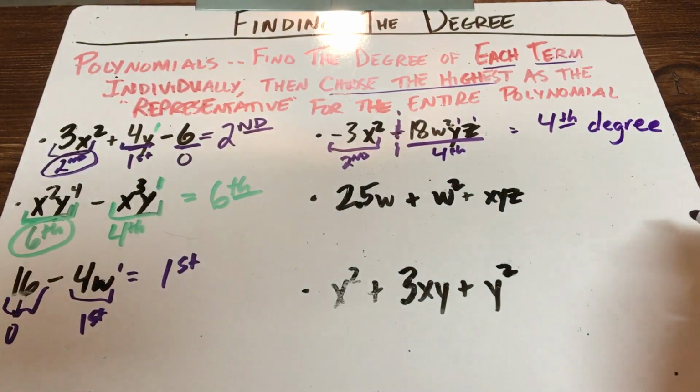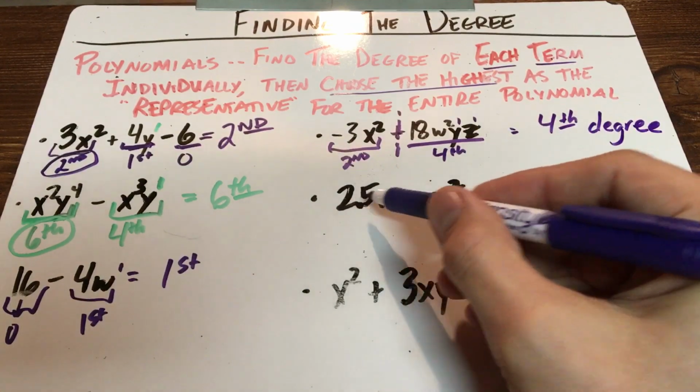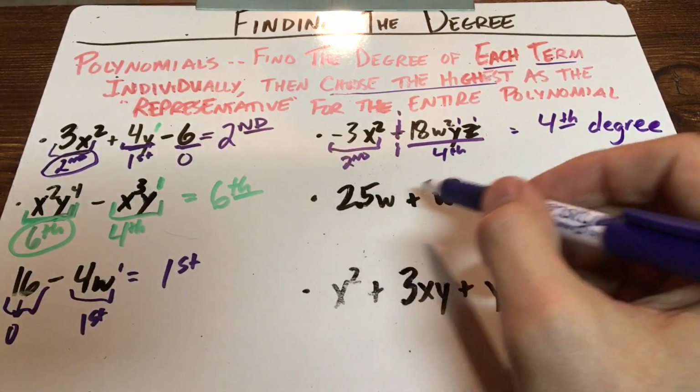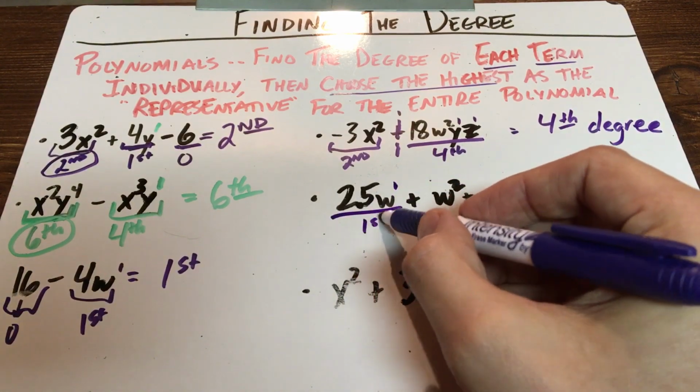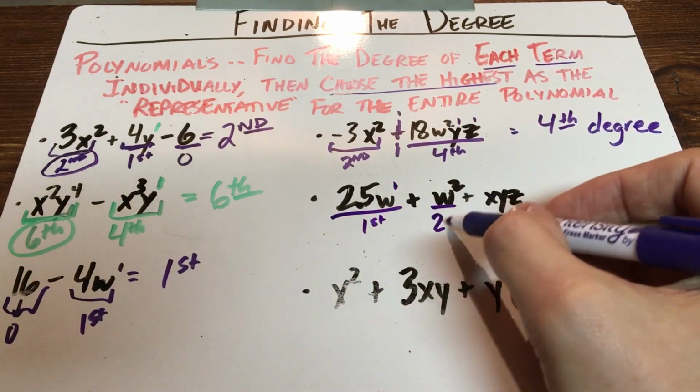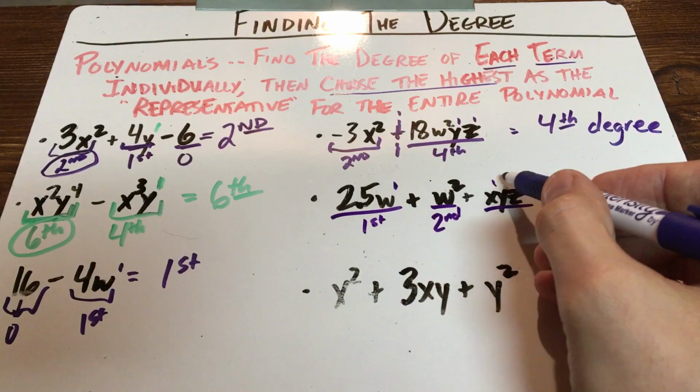I threw in a couple trinomials at the end. This is 2.5. My decimal kind of bled into my 2 and my 5. But the first term right there is only the 1st degree. This term is 2nd degree. This term is 1, 1, 1.